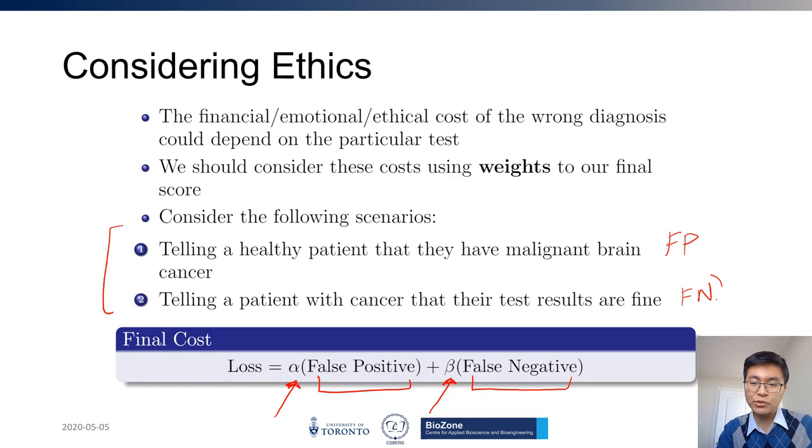Actually, false negatives should really be punished because you're effectively telling someone who has cancer that they're fine, and you're not telling them the truth about their own health. So, of course, false positives have their costs too, such as a financial cost or emotional cost dealt to the patient, but these things will all have to be factored into deciding what weights to use for alpha and beta.